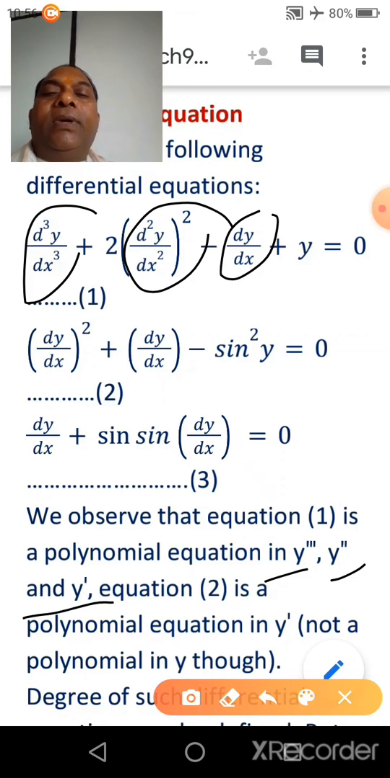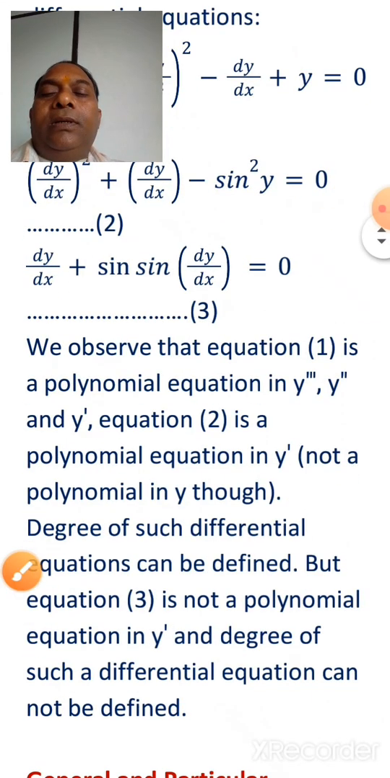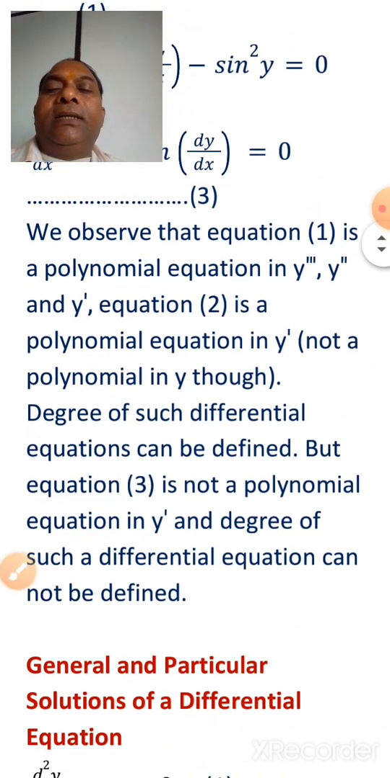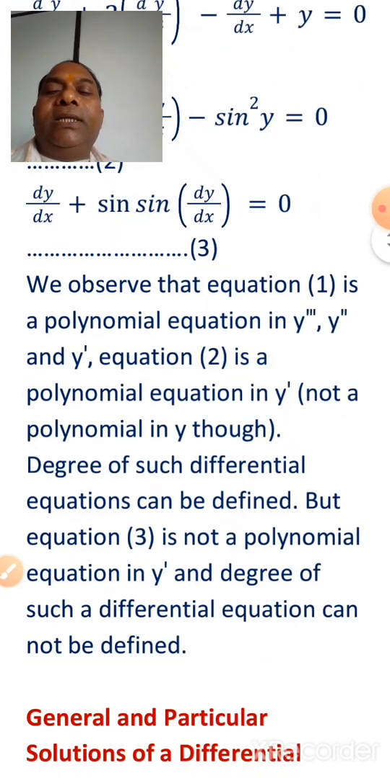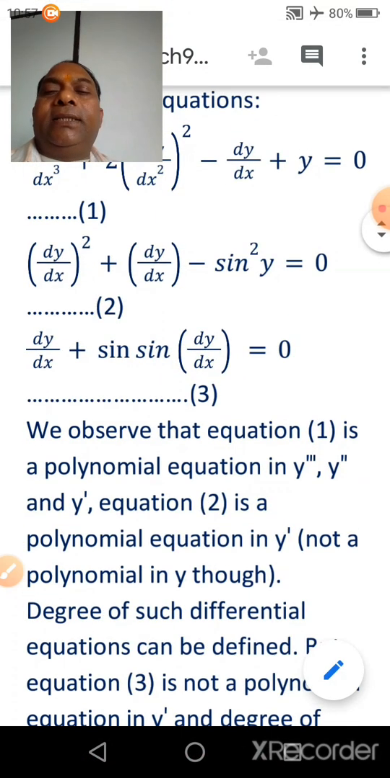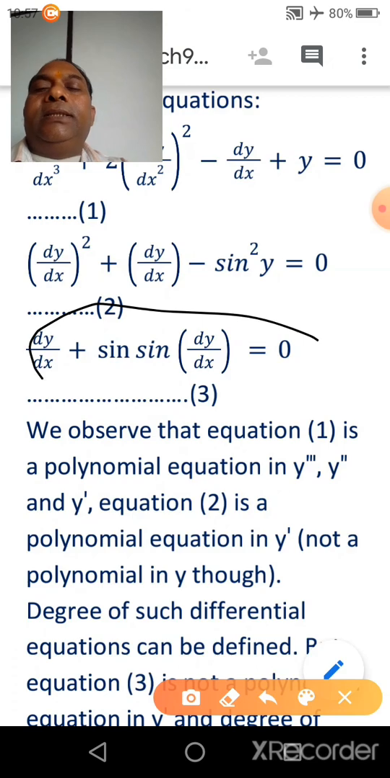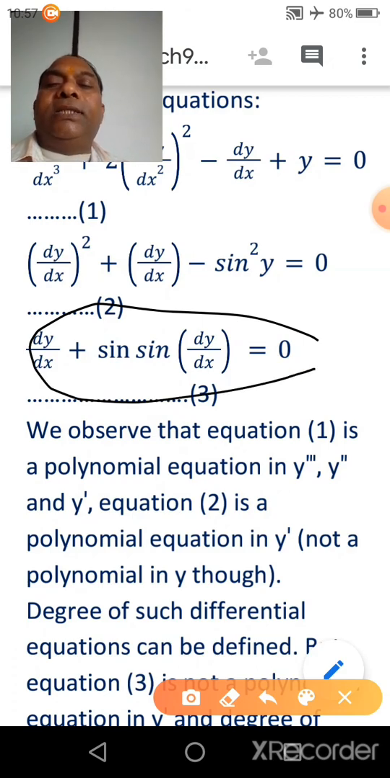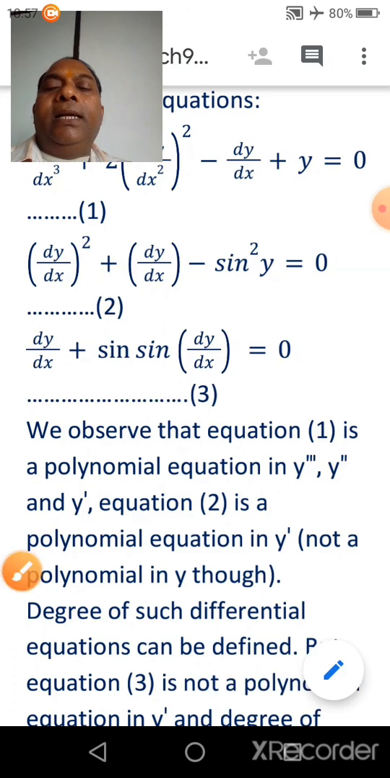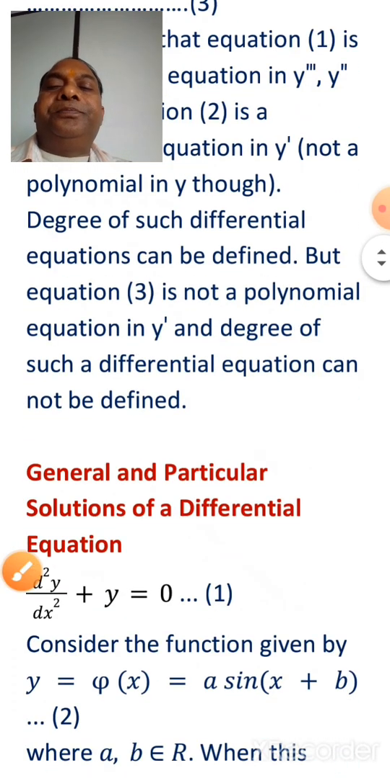And equation 2 is a polynomial equation in y dash, means dy by dx. dy by dx is y dash. Clear? So degree of such differential equation can be defined, but equation 3 is not a polynomial equation in y dash. This equation is not a polynomial equation in y dash. So in case of equation 3, degree is not defined. Clear?